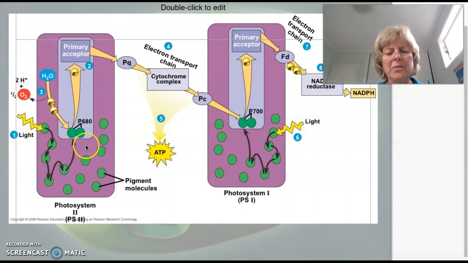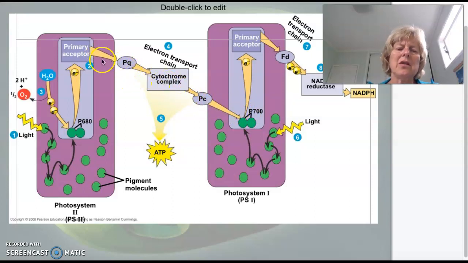So light hits one of these pigments and the electrons get excited and they jump up to the so-called primary acceptor. So this is the protein, and then from here the electrons get passed on a chain of proteins to the next photosystem. While they get passed on from one to the other, these electrons give up energy, represented in this diagram by a slope sloping down. And this energy is used to make ATP.